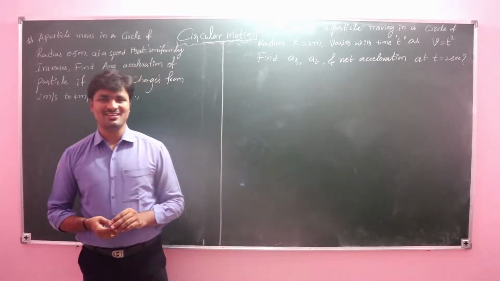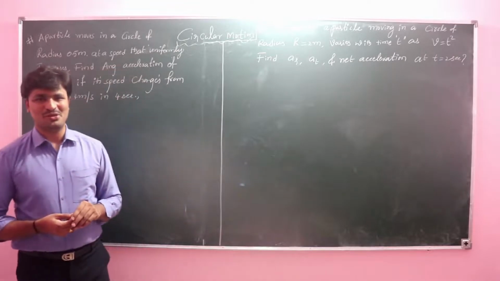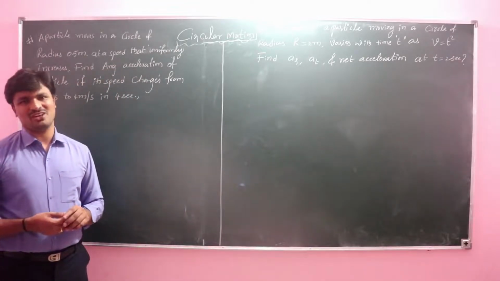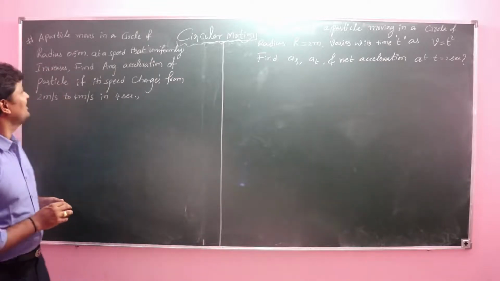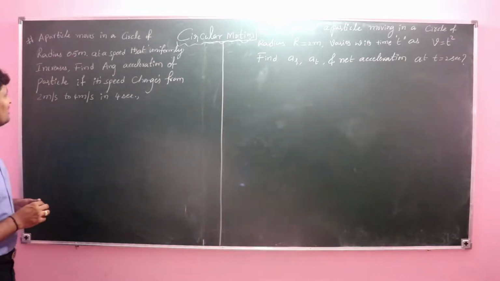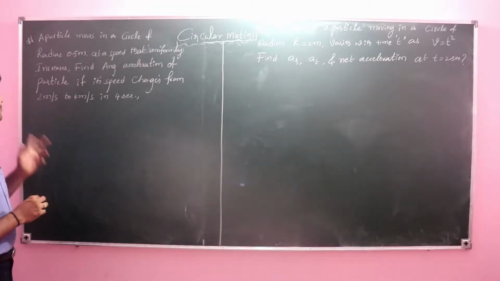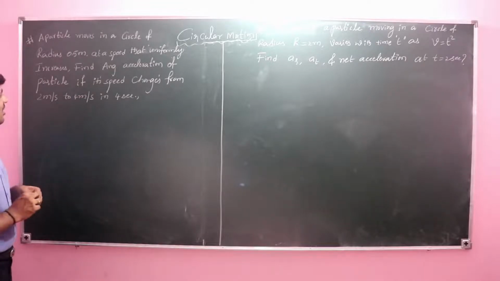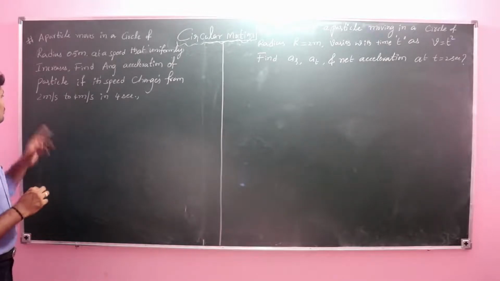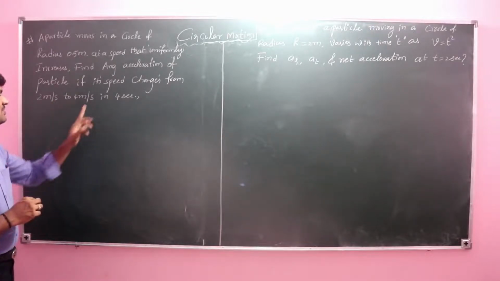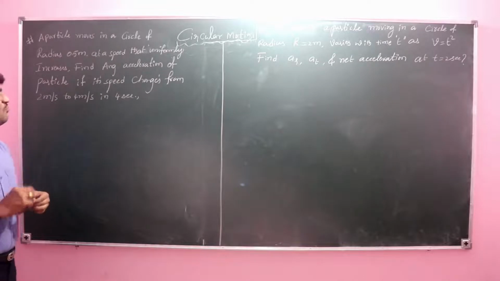Okay students, now we'll solve some problems based on circular motion, up to what we discussed in the previous session. So see here, there is a problem. A particle moves in a circle of radius 0.5 meters at a speed that uniformly increases. Find the angular acceleration of the particle if its speed changes from 2 meter per second to 4 meter per second in 4 seconds.